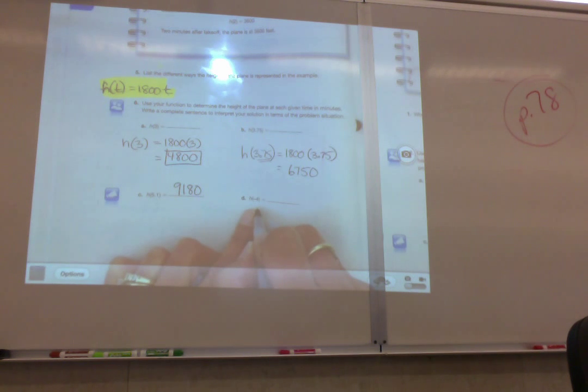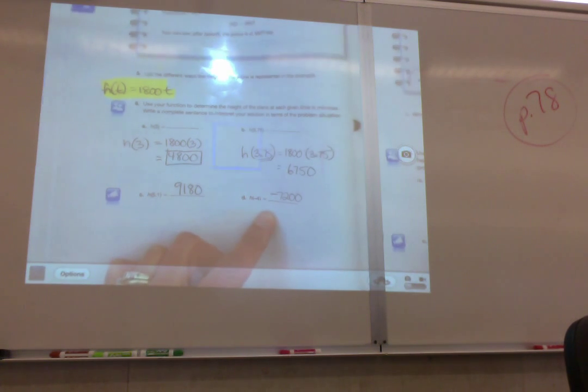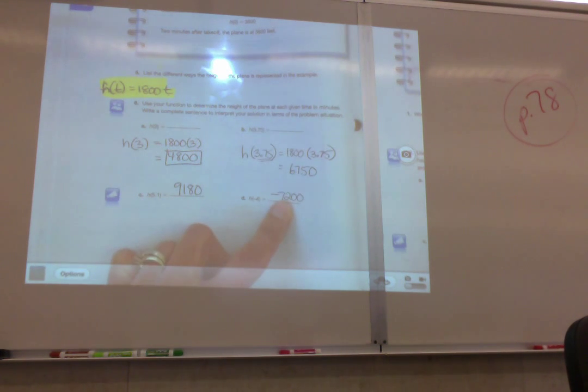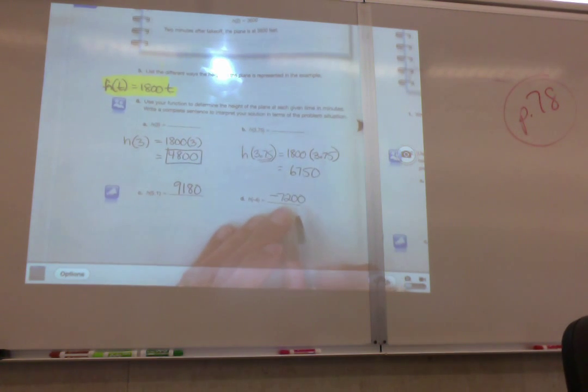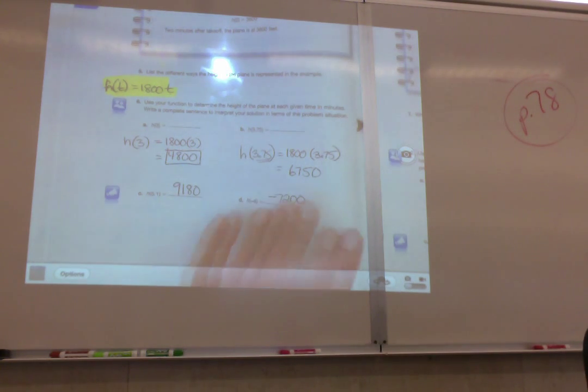And what do we get for an answer, Jerry? Negative 7,200. Now, in terms of a plane, what does that mean? It's underground, maybe below sea level, but that's very far below sea level. Like the Titanic. That guy sank. I hope nobody we love was on that plane, but it seemed weird that they give us a negative in the plane situation.